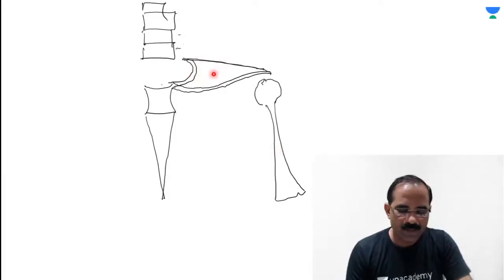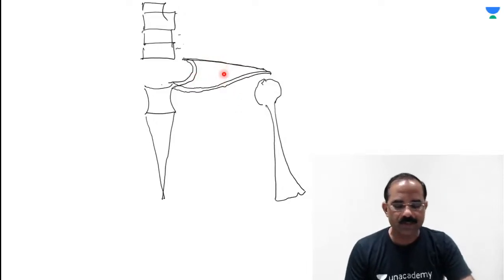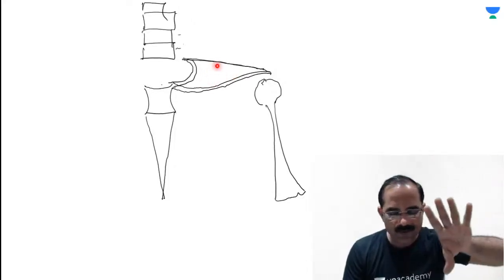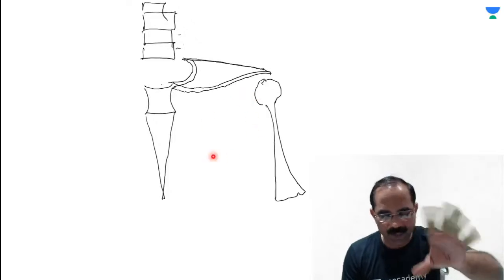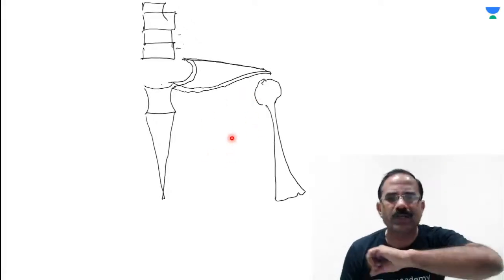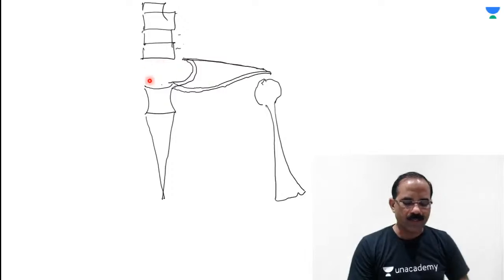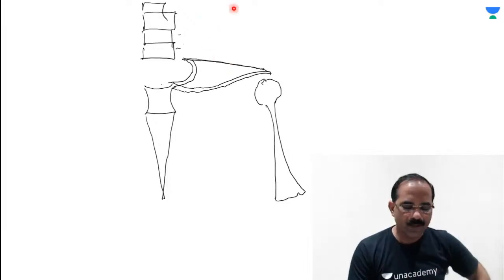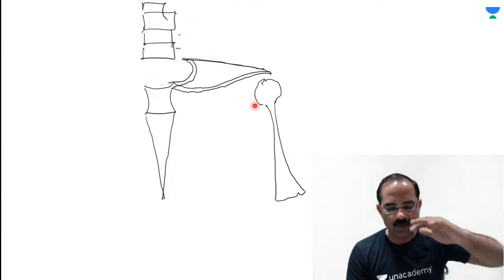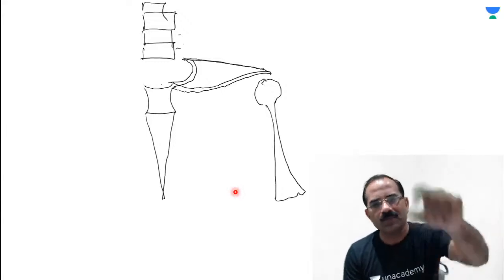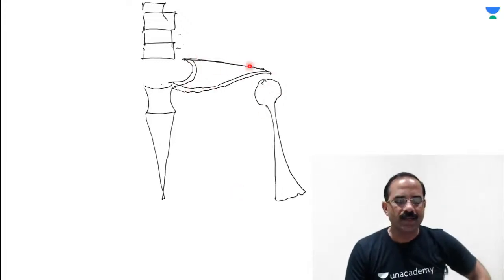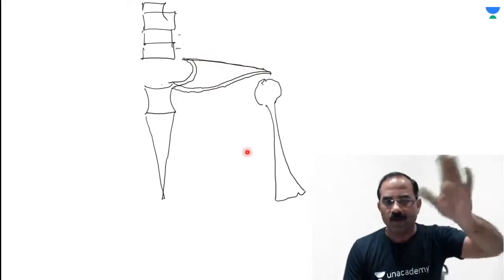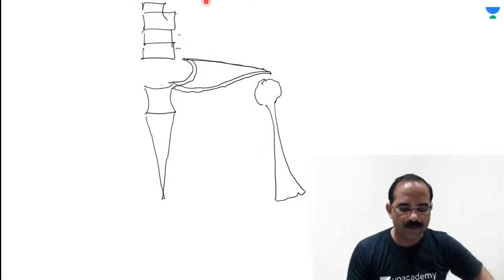Students, what is this now for the axilla? This is what we call the apex of the axilla. What is the apex? It is the space through which any structure has to come into the axilla. If any structure has to come into the axilla from the thorax, or from the neck, it has to come through this space. And this space is what we call the apex of the axilla.